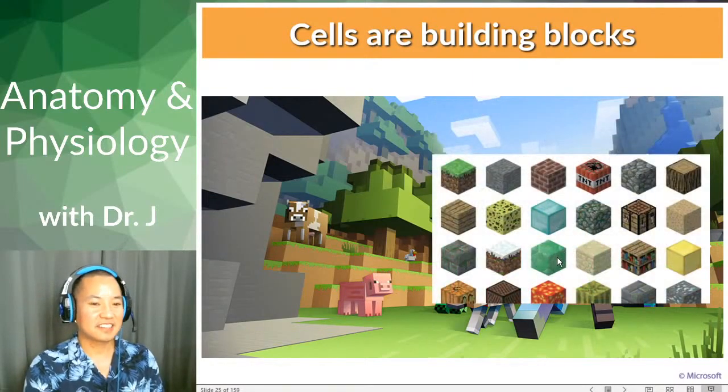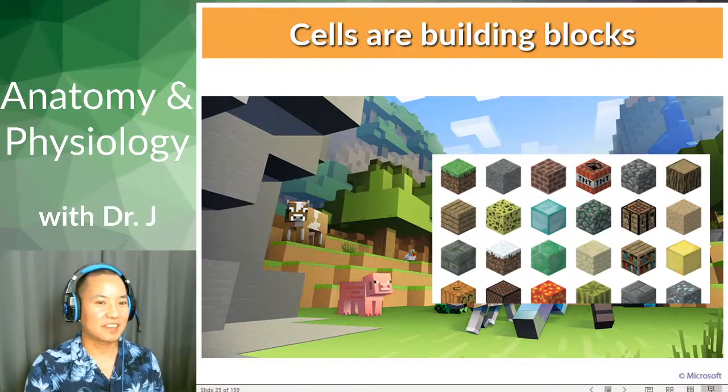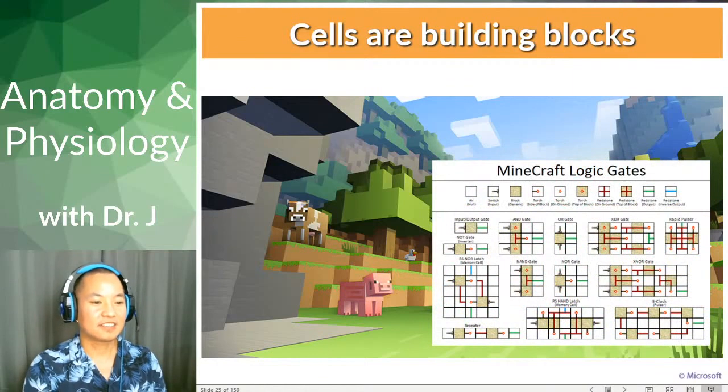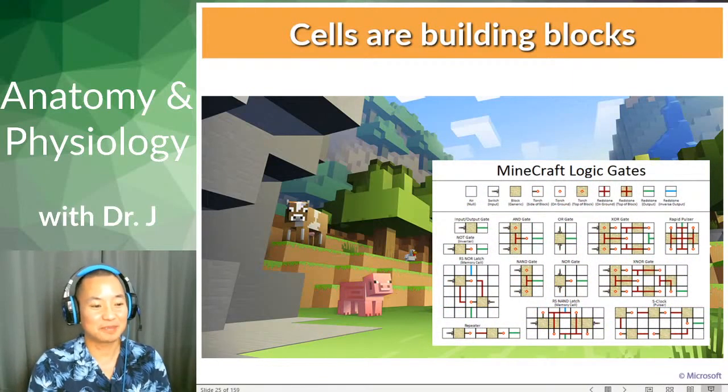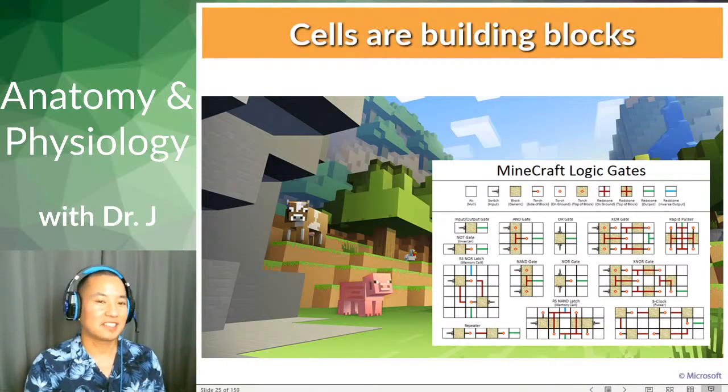Why do I use this kind of analogy? The thing is that not all the building blocks are the same. So not all the cells in your body are one and the same. You're not just made out of one type of cell. You have many different cells with many different properties. So then you also have logic gates. I know, it's pretty amazing. Sometimes having different combinations of those blocks can cause different activities or different functions as well. Same with your body.